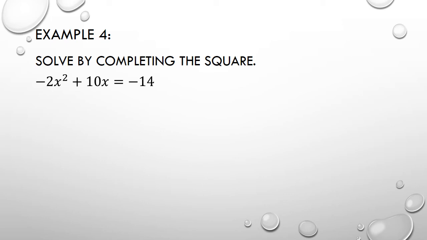Example 4 here. Okay, now on this one, they already have the C value over to the right side. But notice on this one, we have an A value here. And our A value is negative 2. Now, if you notice on example 1, example 2, and example 3, our A values were all 1. And that's what we want our A value to be, a positive 1. So that means we need to get rid of this negative 2. So to get rid of it, notice the negative 2 is multiplying to the x squared. To get rid of it and to make it 1, we need to divide each term by negative 2.